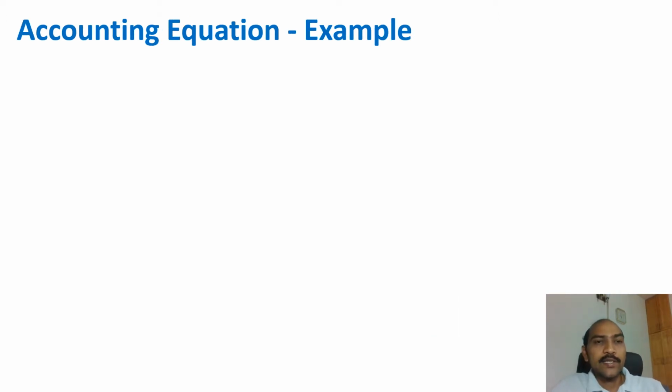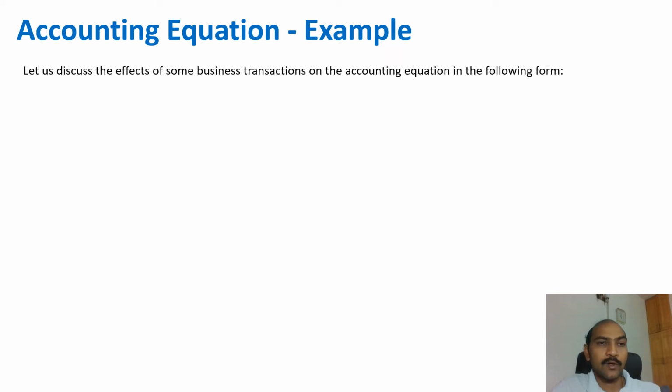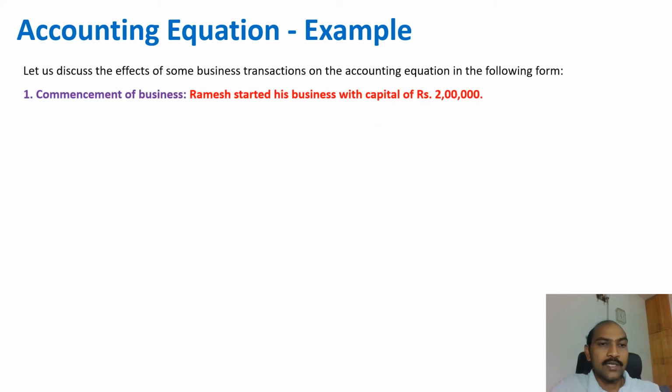We'll try to understand the accounting equation through an example. We'll do a business case with different types of transactions and see how the accounting equation is derived, how it is calculated, and how it is reported in the balance sheet. Let's discuss this example. First, commencement of business. Mr. Ramesh started his business with capital of rupees 2 lakh.